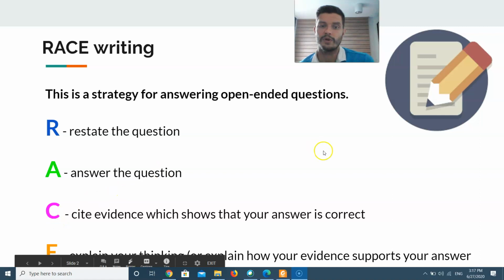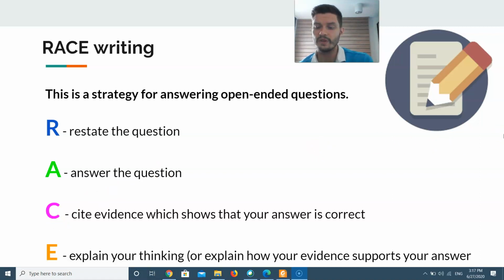And finally, we need to explain our thinking, or explain how the evidence actually shows or proves that our answer is correct, because sometimes it's not obvious. And I will show you some examples of that in a moment.